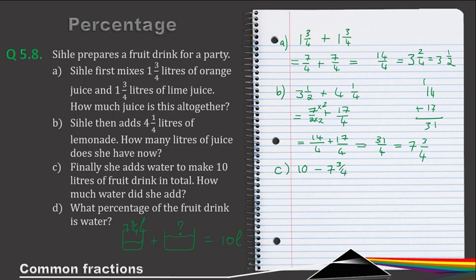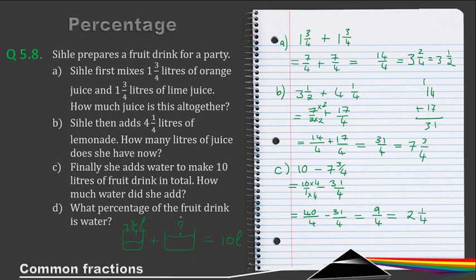Now to do that, we have to put both of these in fractions that we can work with. So this is just 10 over 1 minus, in its improper form, 31 over 4. And to subtract them, I have to multiply here with 4 top and bottom. So I get 40 over 4 minus 31 over 4. 40 minus 31 is 9 over 4. So this is the amount of water that she added. So that's 2 and 1 over 4.